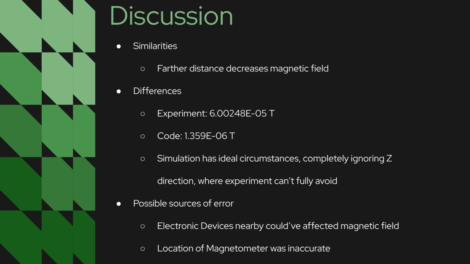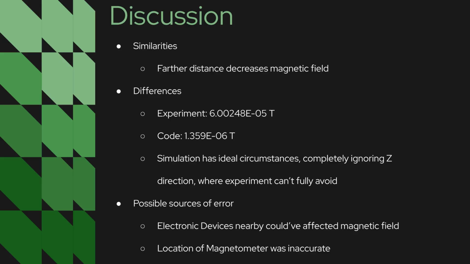Similarities in our discussion are limited to as we get farther distances, the magnetic field decreases. Some differences in our experiment, we saw a 6.00248 E negative 05 Teslas at the 45-degree angle for magnetic field, whereas the code was 1.359 E negative 06 Teslas. The simulation has ideal circumstances, completely ignoring the Z, whereas the experiment can't.